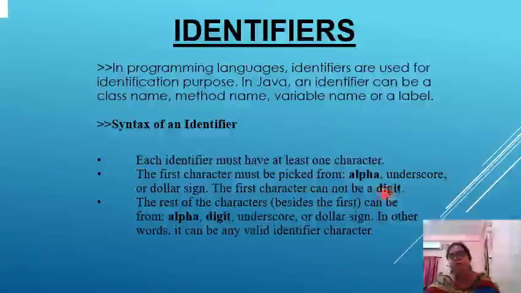Pay attention towards this. While we're writing the variable, the first character will never be a digit or a special character. The rest of the characters beside the first can be from alpha, digit, underscore, or dollar sign. In other words, it can be any valid identifier character.